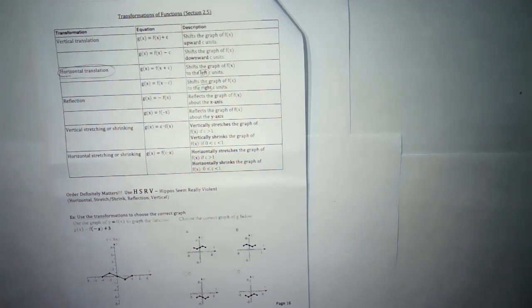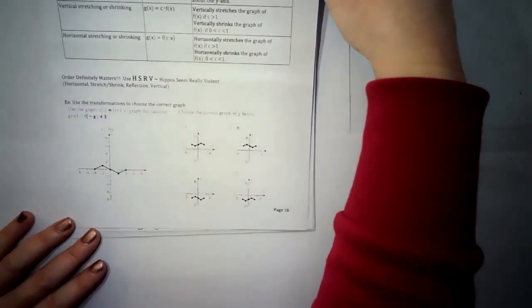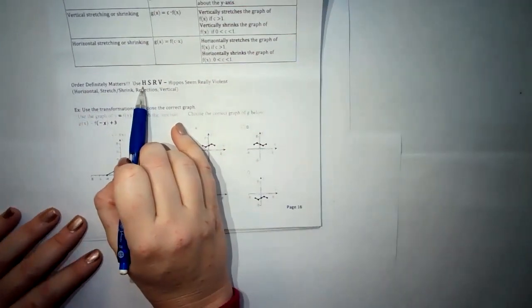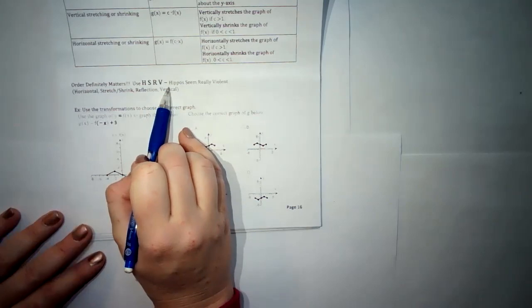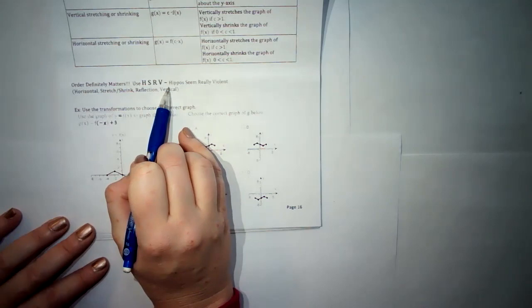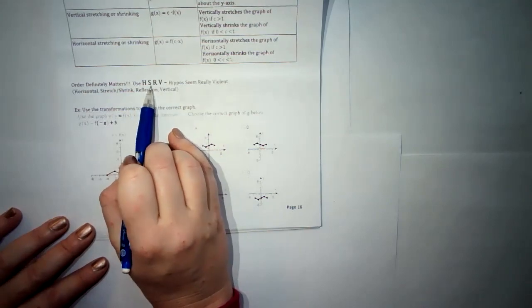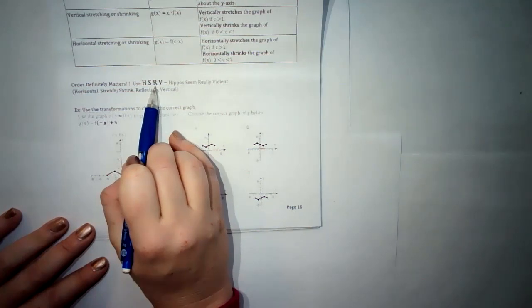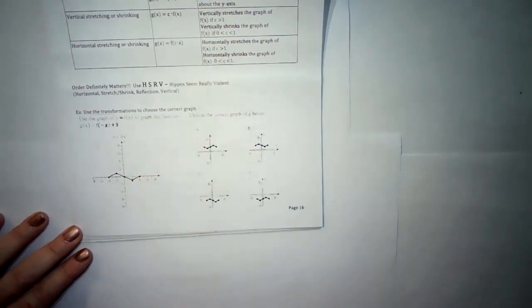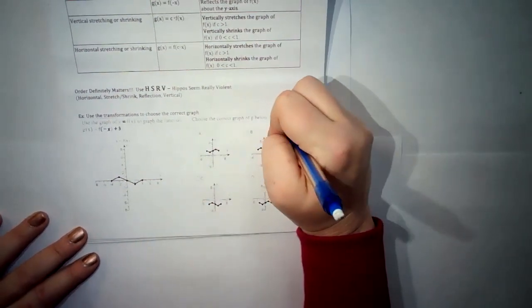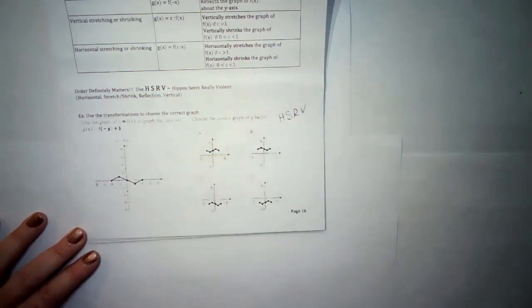Yes. Okay. All right. So here's your little mnemonic to remember your translations. Hippos seem really violent. Can we all agree with that? Yeah. Hippos seem really violent. Okay. Horizontal, stretch or shrink, reflect, vertical. There you go. So when you sit down to do your graph, you just knock out a Hippos Seem Really Violent, and then you make sure that you translate in that order and you have the right graph. Easy enough? Okay, here we go.